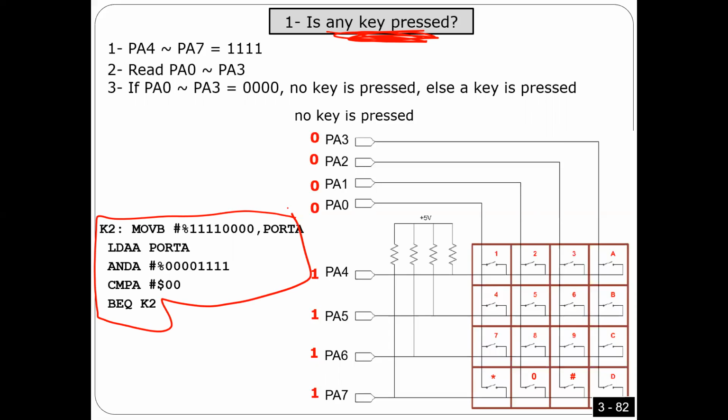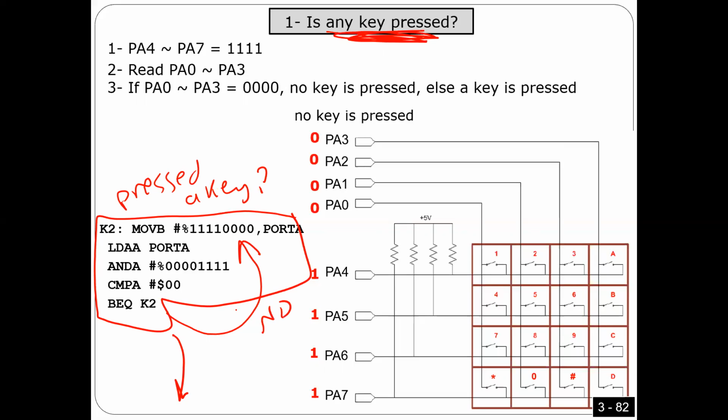If you didn't press any key, I'm going to keep looping here. So this is the first part in the subroutine. The first part should check if you pressed any key. If you didn't press any key, I'm going to keep checking until you press a key. Is that okay? So this is the first part. Once you press a key, this part should check: have you pressed a key?